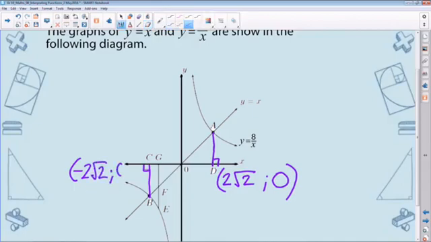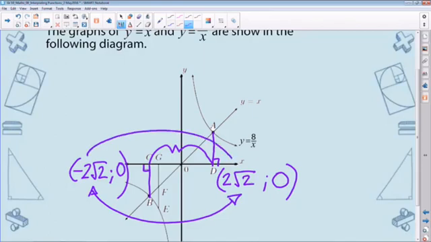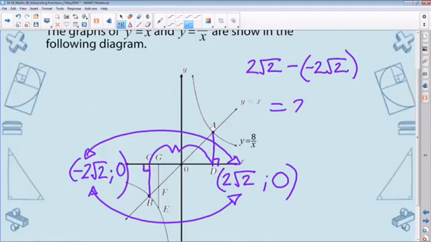And the y value is going to be 0. So in order to find the distance between those 2 points, I need to find the difference between those 2 points. So how much distance is there between these 2 points? Well, let's figure that out. 2 square root 2 minus negative 2 square root 2 is equal to 2 square root 2 plus 2 square root 2, which is 4 square root 2.